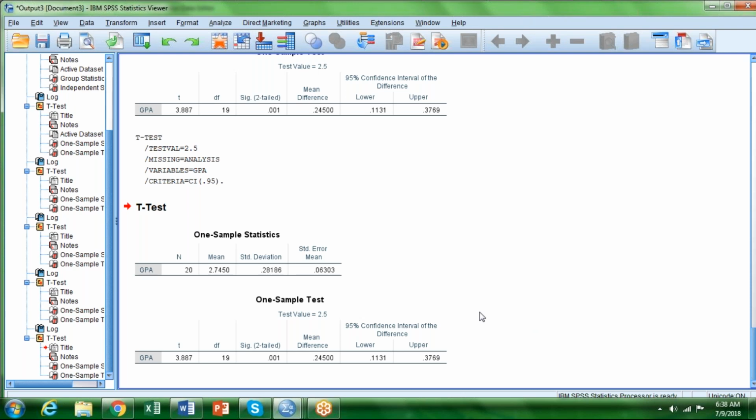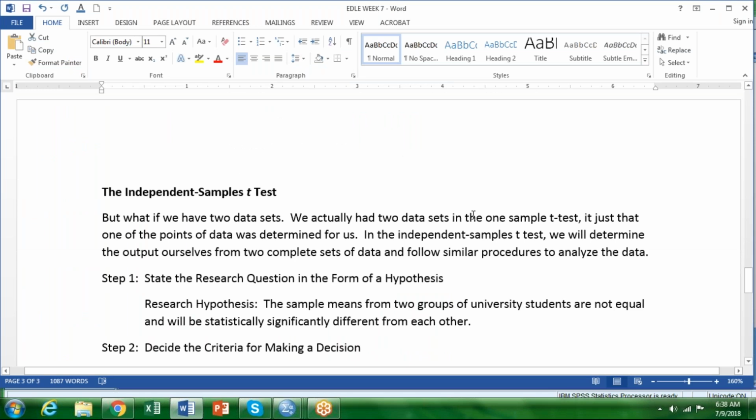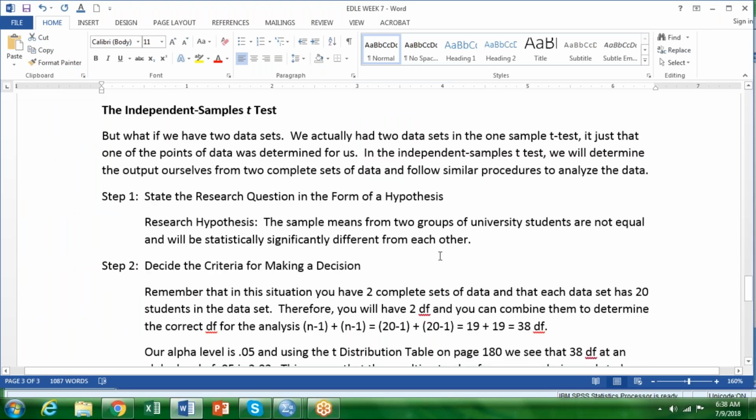So in chapter 7, we have the independent samples t-test. So in this case, let's go back and look at some of our information here. It says, but what if we have two data sets? We actually did have two data sets before, but we didn't really have a data set. We just had the average, the mean, that was determined for us. So in the independent samples t-test, we're going to determine the output ourselves for two complete sets of data, and then follow a similar procedure to analyze the data.